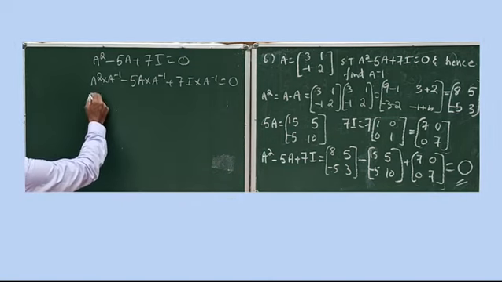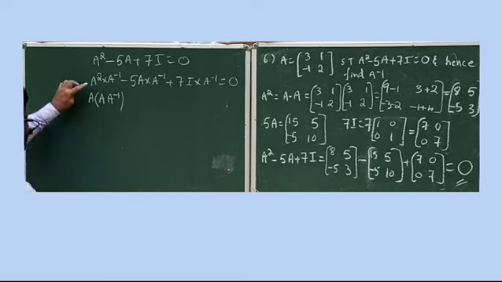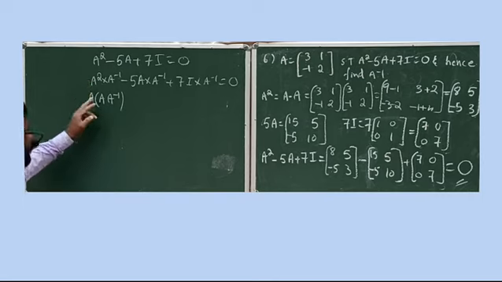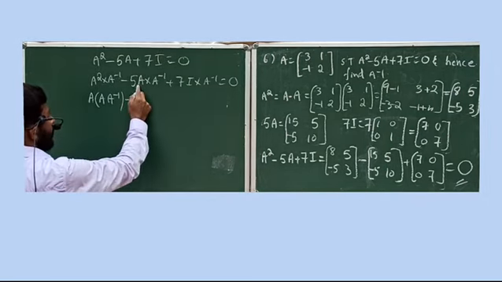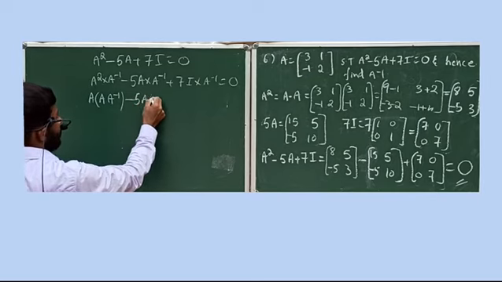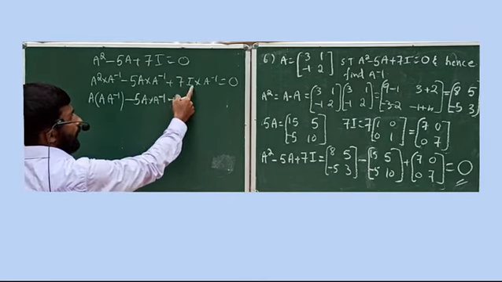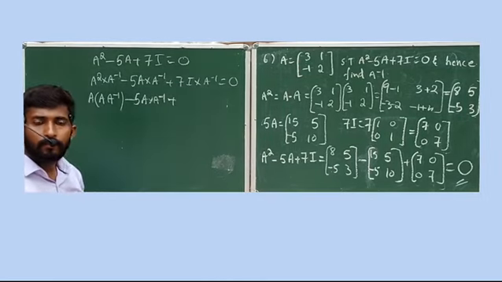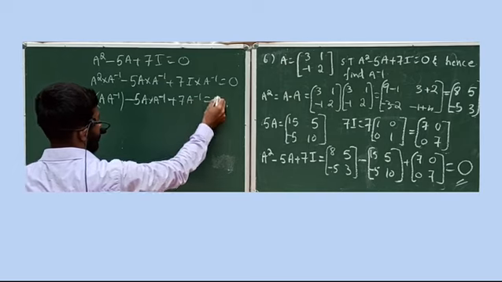Now see, here I will write A into A inverse. A square is A into A. Using the associative property, I am writing A square into A inverse as A into A into A inverse. Then minus 5 into A into A inverse, plus 7 into I into A inverse. Identity matrix into any matrix, you will get the same matrix. So I into A inverse is equal to A inverse only, equal to 0.